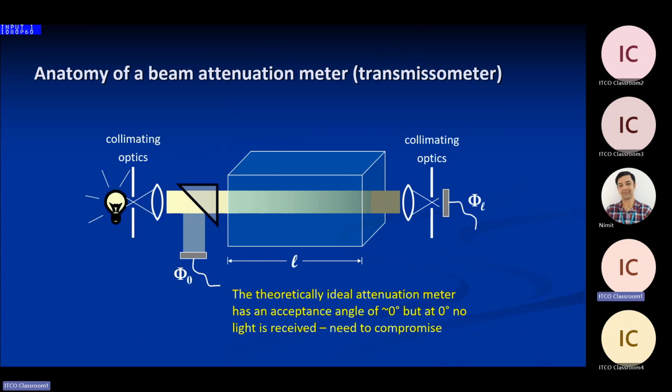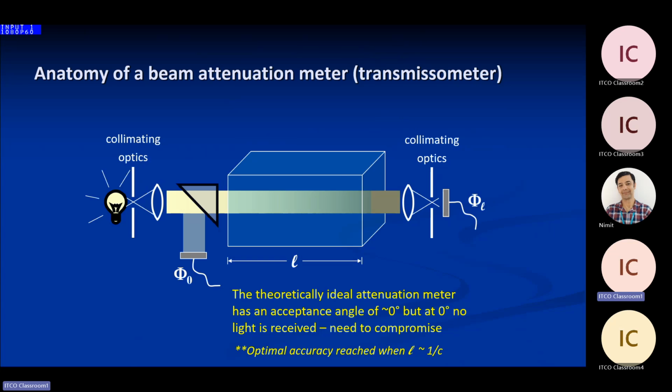And each transmissometer again has a different acceptance angle. So you can't take a c measurement from a LISST and compare it directly to a c measurement from an AC9. They're going to be very, very different. And because of that, it's very important in any publication with a beam attenuation measurement that you record in your methods what that acceptance angle was.